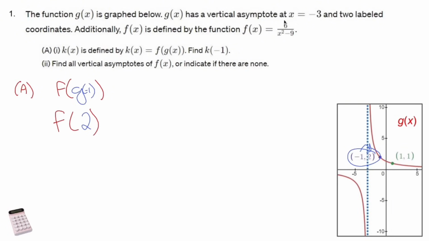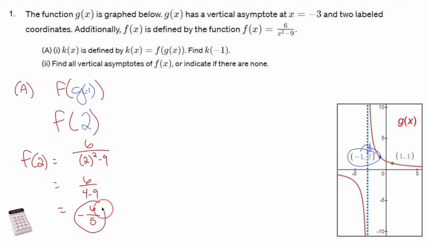f is defined as 6 over x squared minus 9. So f of 2 is going to be 6 over 2 squared minus 9, which simplifies to 6 over 4 minus 9, which simplifies to 6 over -5. But since I'm running out of space, let's just throw the negative out there and say that is our answer for A. So let me just wrap it up. k of -1 equals -6 over 5. Bada bing! That's A part 1, or I.